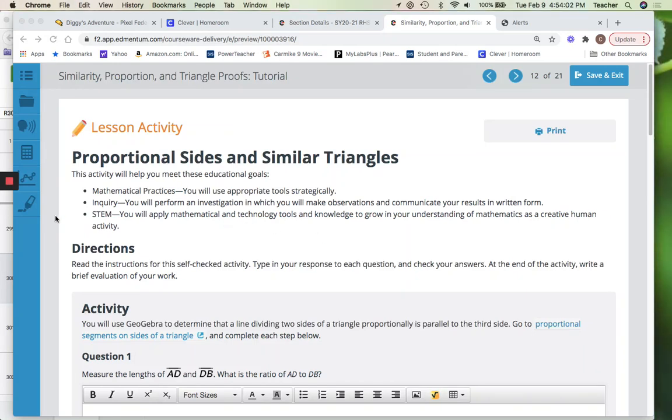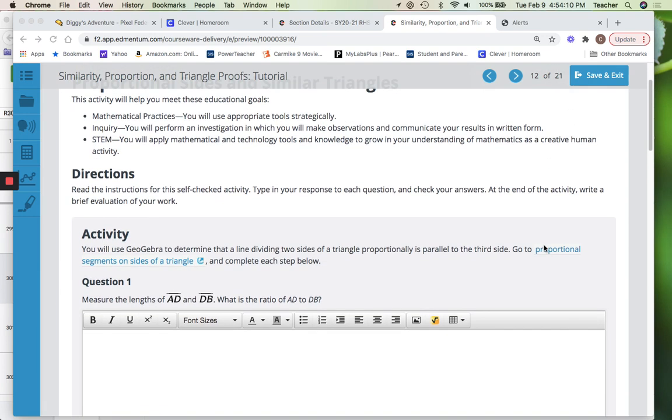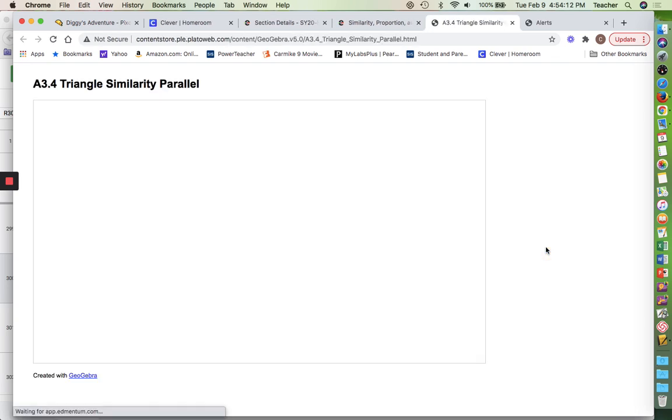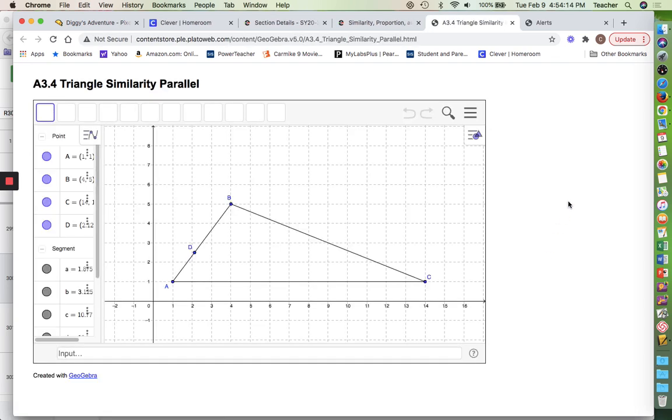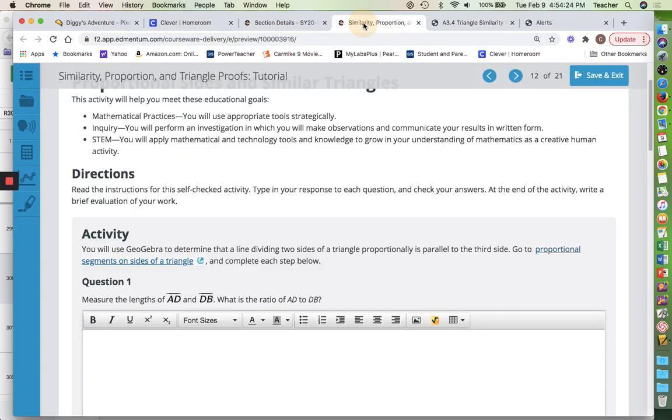All right, you guys are still on proportional sides and similar triangles. This is slide number 12. All right, so I'm going to come down here and click on my GeoGebra. All right, so we got a different figure here. Looks like a triangle. I'm not sure what this D is hanging out here for. I guess we'll find out.